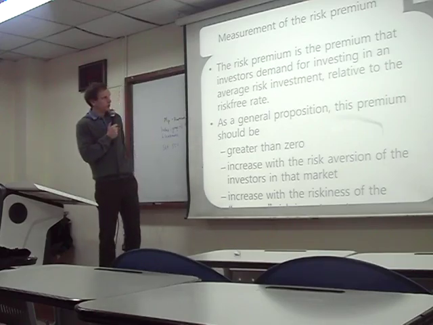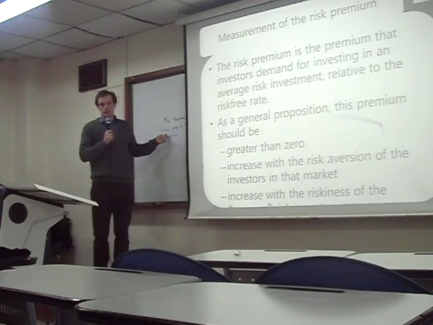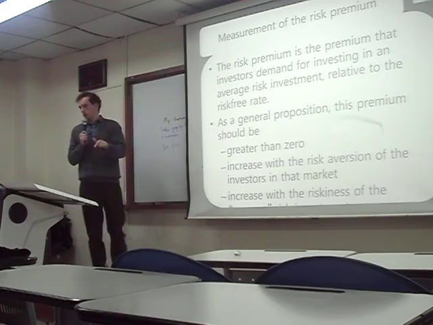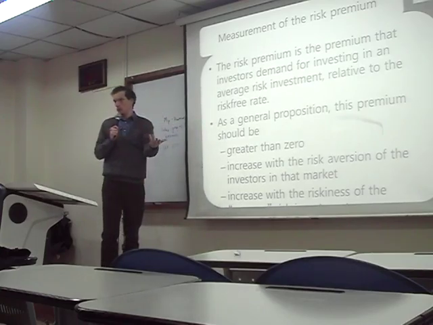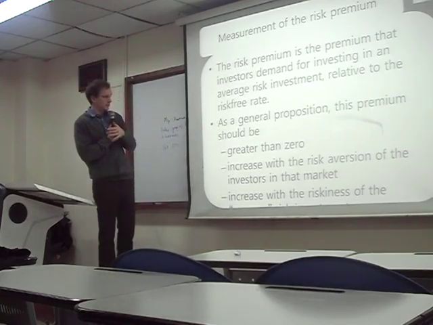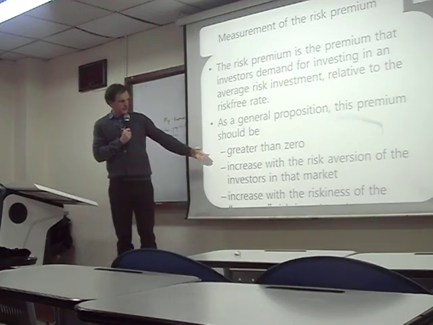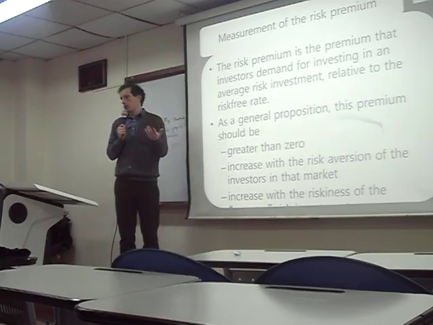So, we're going to talk about the risk premium, right? The risk premium is the premium that investors demand for investing in an average risk investment relative to the risk-free rate. So our average risk investment is the S&P 500, compared to US government bonds. Okay? How much more? We know that the S&P 500 is more risky. If both of them give me 5% return, which am I going to invest in? US government bonds or S&P 500? Government bonds, of course, right?